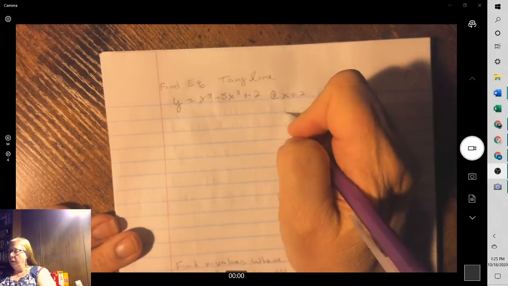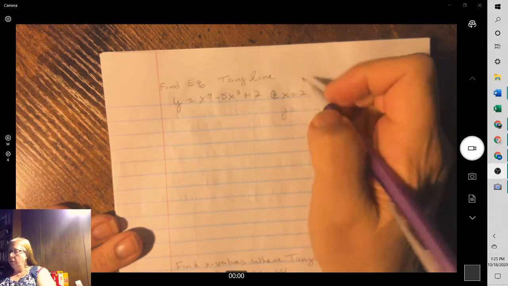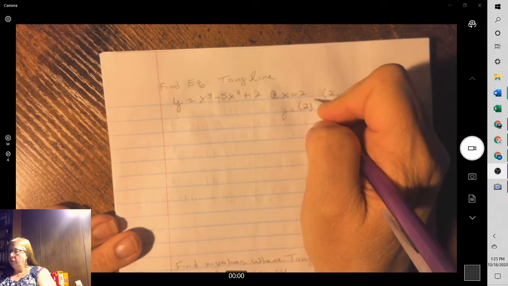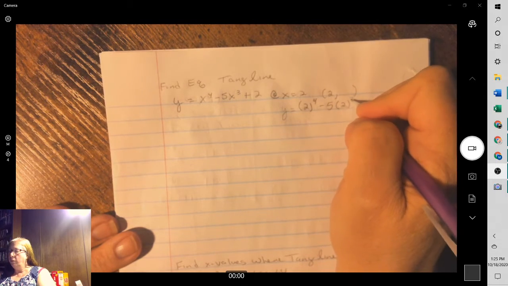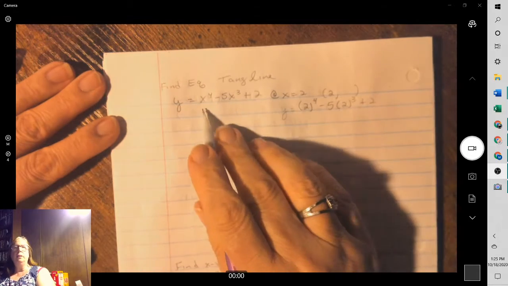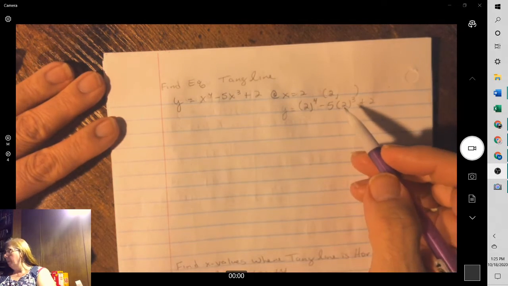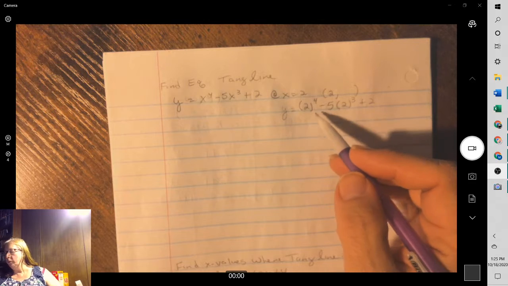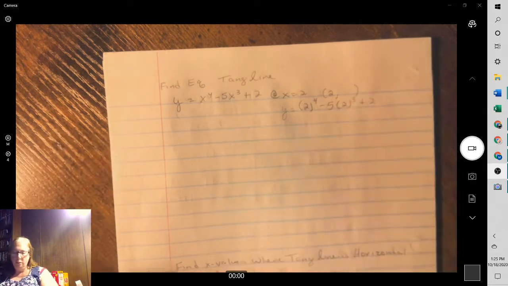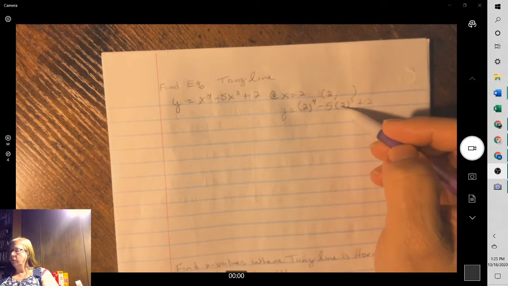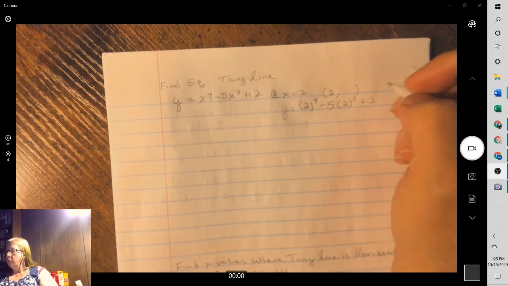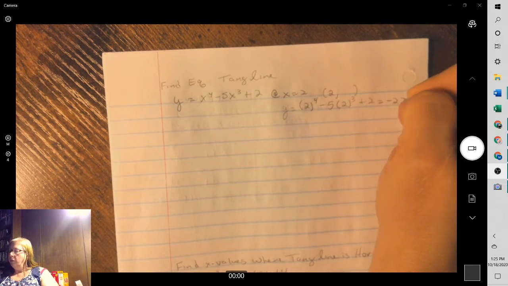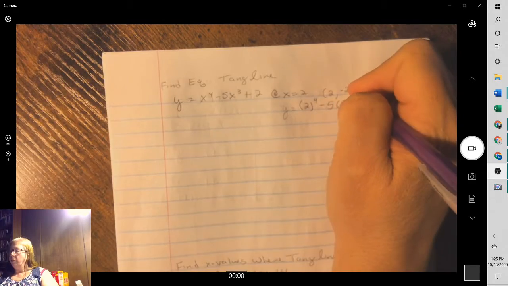So to find y, it's 2 to the 4th minus 5 times 2 to the 3rd plus 2. Just plugging it into the equation. 2 to the 4th is 16, minus 5 times 2 cubed, which is 2 times 2 is 4, times 2 is 8, times 5 is 40, plus 2, which is negative 22. So our point is (2, negative 22).